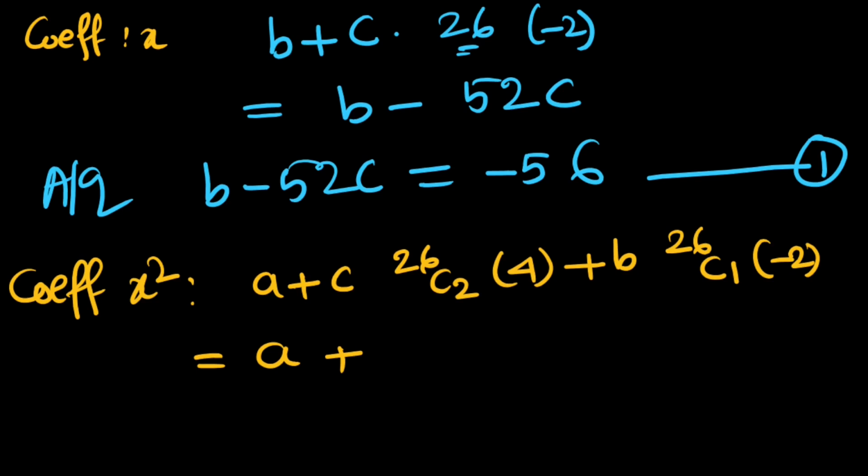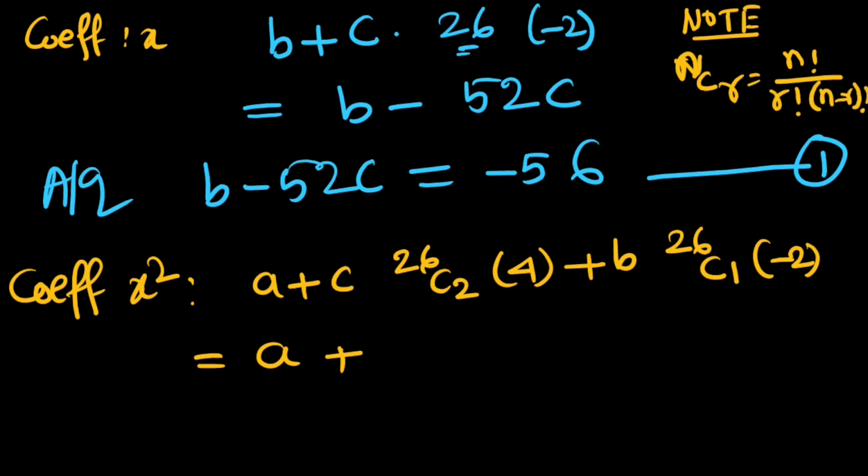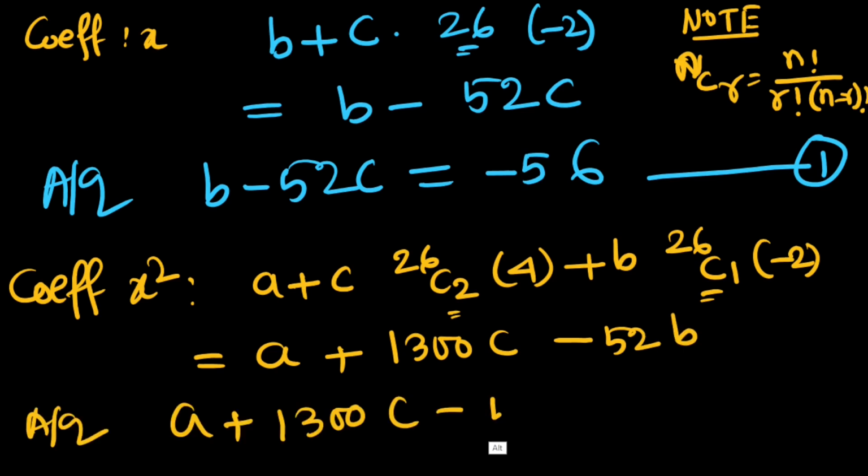Therefore we write it clearly. Calculate this: 26c2 is equal to, using this as a note, we write nCr, that is nCr is equal to n factorial over r factorial into n minus r factorial. Use this formula here and here, then we get this expression. Total expression is 1300c minus 52b. Now according to the question, a plus 1300c minus 52b is equal to 0. It is given that, so numbering it 2.